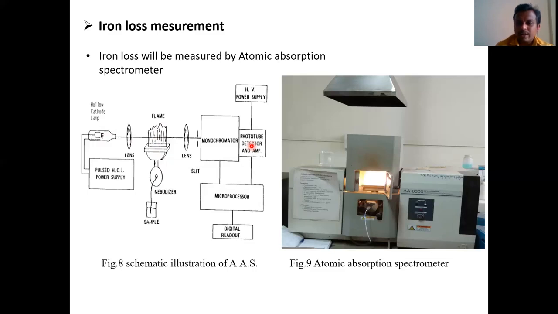The lesser the iron content, the less corrosion of that material. The higher the iron content, the more corrosion. That iron loss is measured in ppm. So the lesser the iron content in the solution, the less the corrosion; the higher the iron content in the solution, the more the corrosion. This is the atomic absorption spectrometer, from which you can find the iron content in the solution. That is a direct method to measure the corrosion.